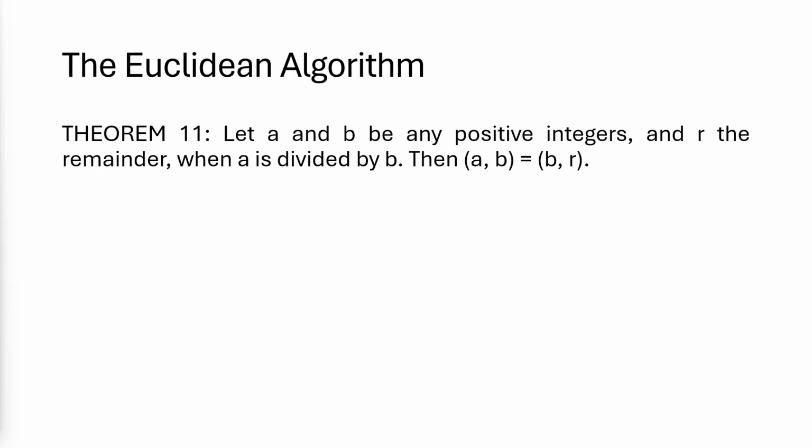So we have here the theorem. Let A and B be any positive integers and R the remainder when A is divided by B. Then the GCD of A and B is equal to the GCD of B and R.